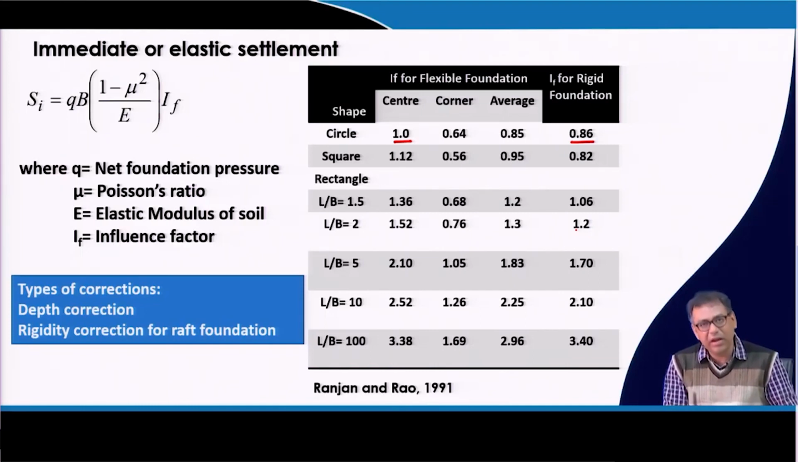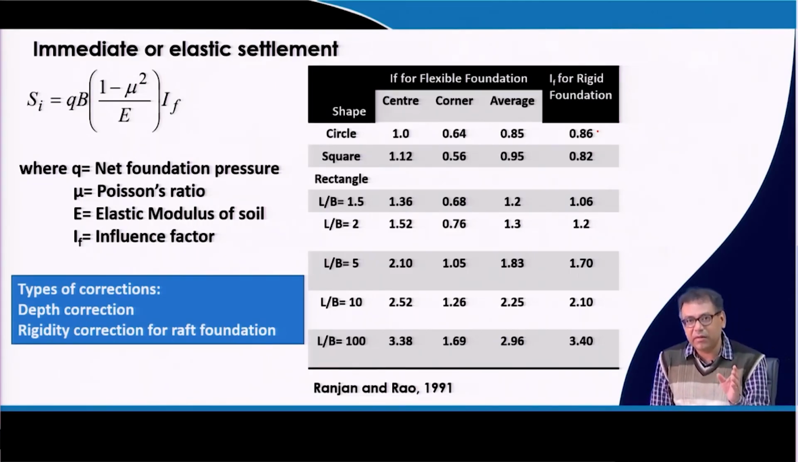You can see roughly 80%. So, that is why, as I mentioned, I always take into the calculation whether the foundation is a flexible foundation or a rigid foundation. Generally, a raft foundation you consider as a rigid foundation, while an isolated footing, that means one foundation for one column, is considered as a flexible foundation.